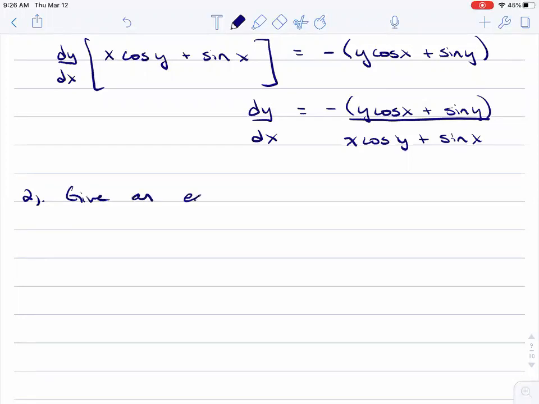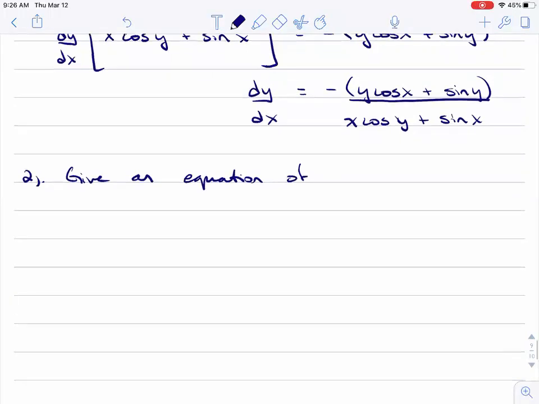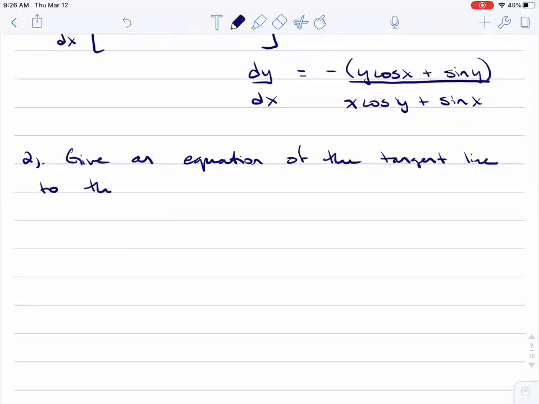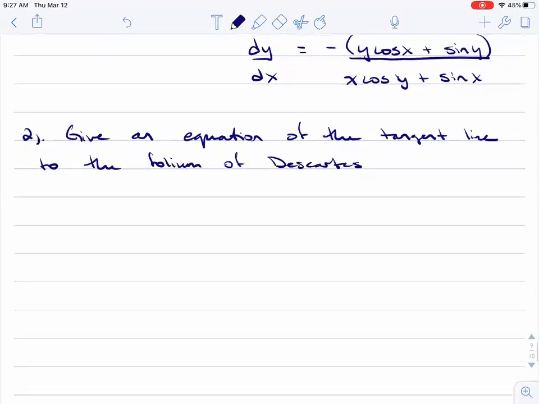Give an equation of the tangent line to the folium of Descartes x to the 3 plus y to the 3 equals 6xy at the point 3, 3.